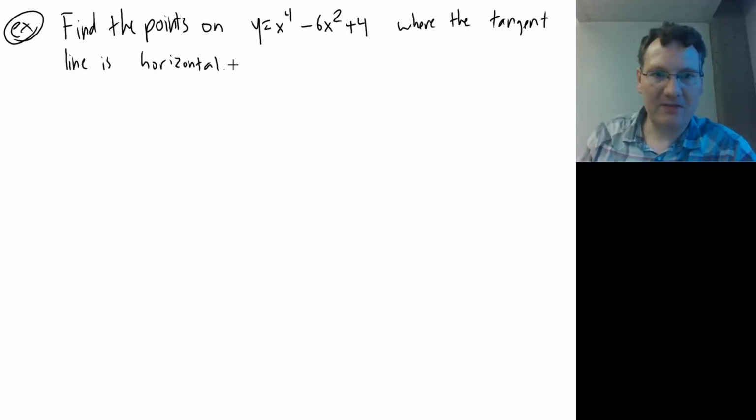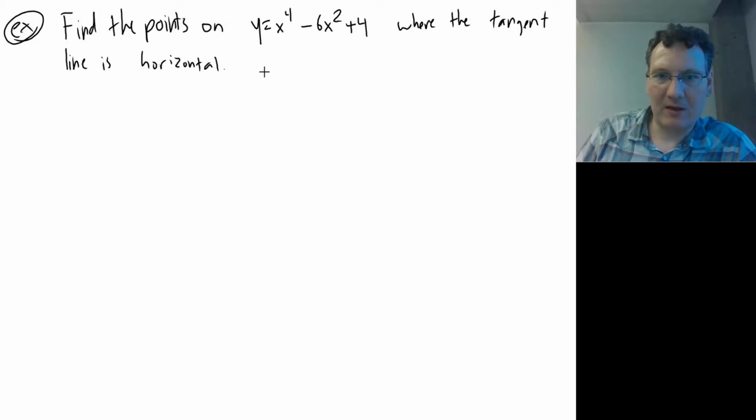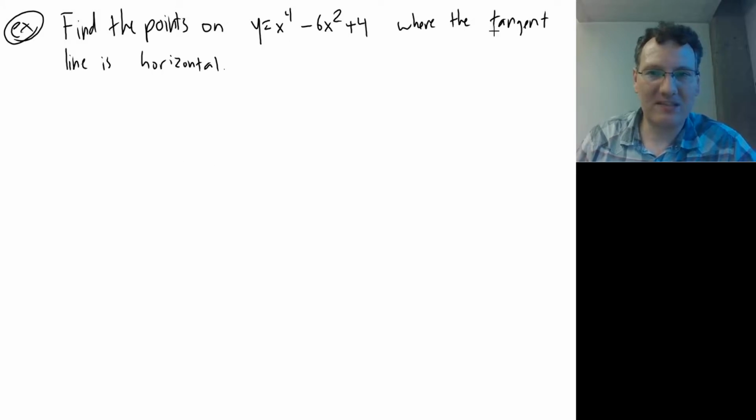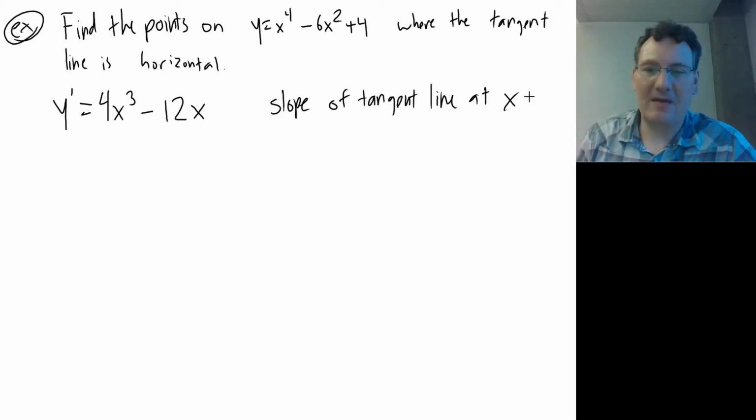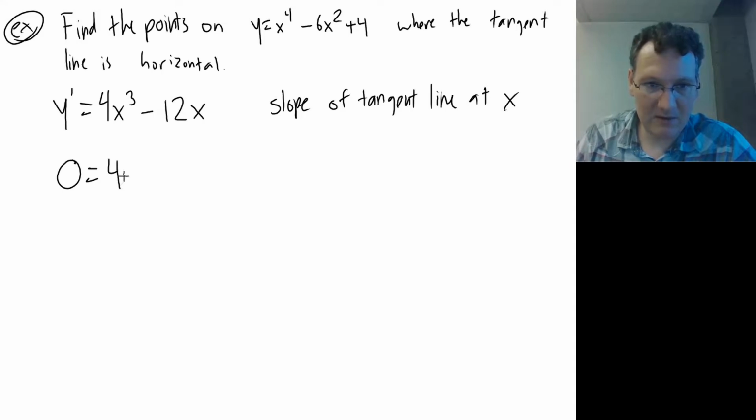Here's an example. Let's find the points on this curve, y equals x to the 4th minus 6x squared plus 4, all the points where the tangent line is horizontal. So what I want to do is find the derivative, which is pretty straightforward. It's going to be 4x to the 3rd minus 12x, and that's going to be the slope of the tangent line for any value x. Now, when is the slope 0? Well, set y prime equal to 0 and solve it.